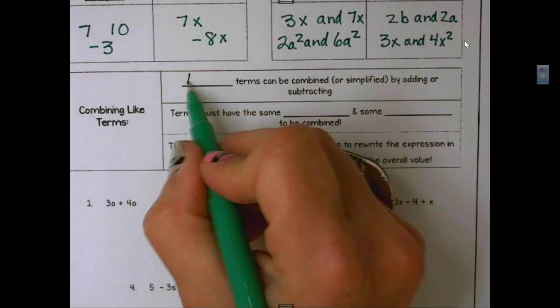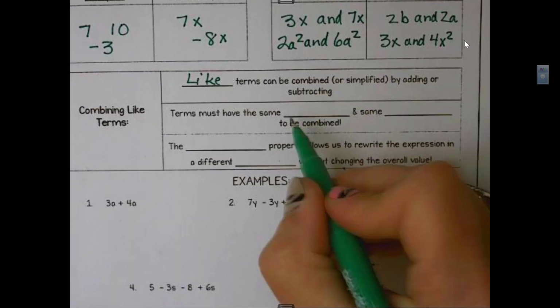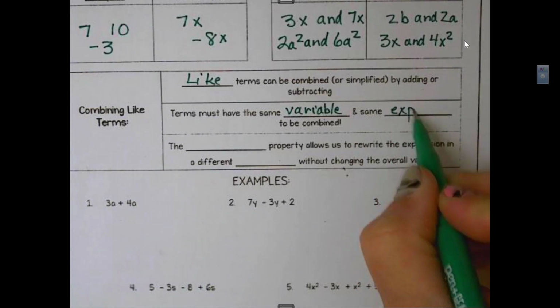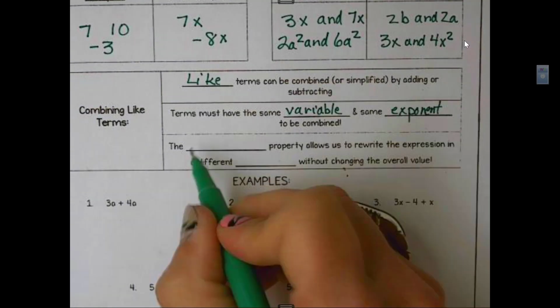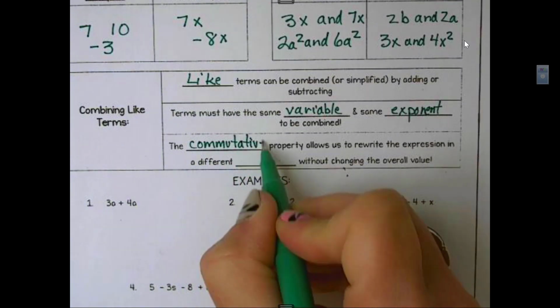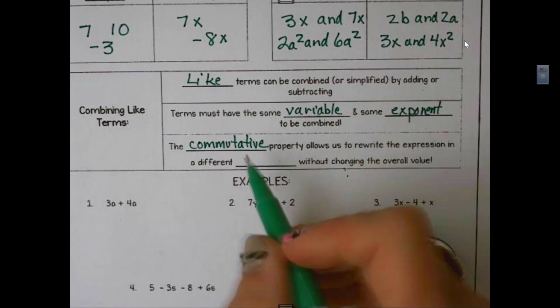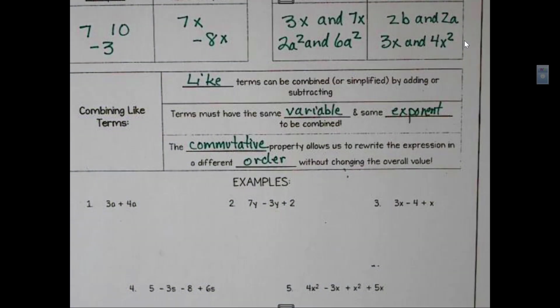Combining like terms. Like terms can be combined or simplified by adding or subtracting. Terms must have the same variable and the same exponent to be combined. The commutative property allows us to rewrite the expression in a different order without changing the overall value.